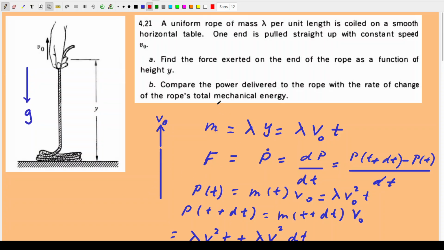So first of all, mass equals density times volume. But when we're talking about the linear density per unit length, it's instead this lambda times length, in this case the length y. So this formula. And y, how long is that? From the start, y is 0, and as time goes by, we get that y equals v naught times the time t.